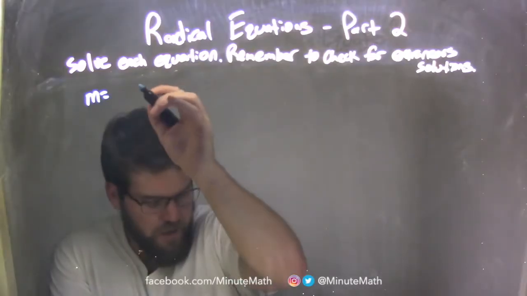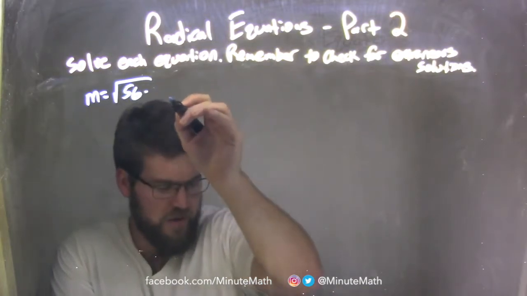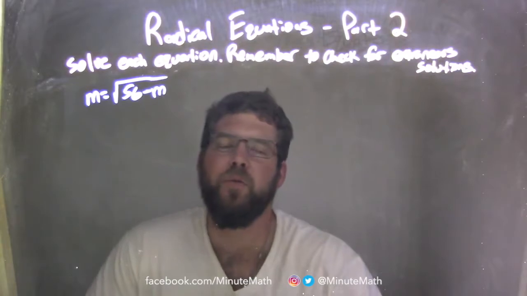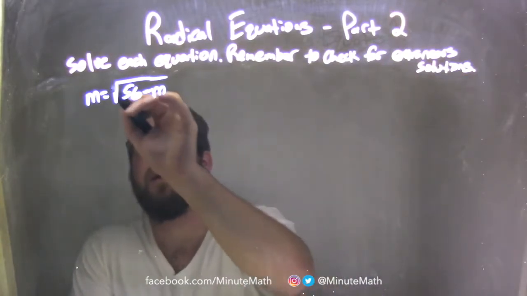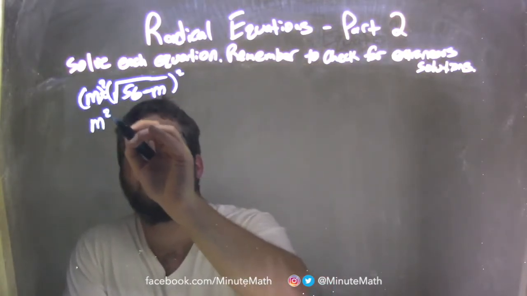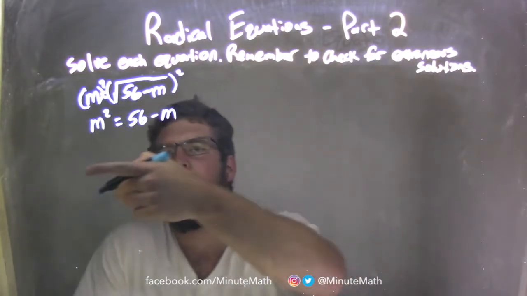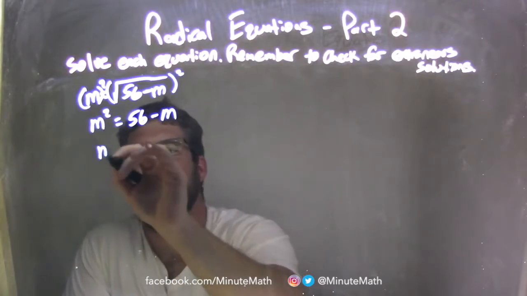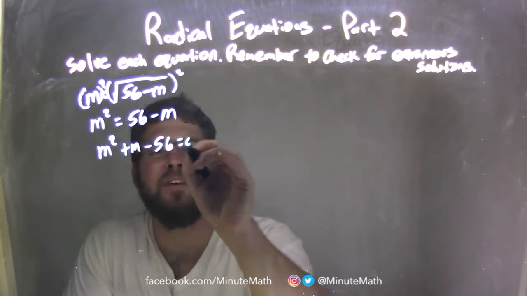Equation: M equals the square root of 56 minus M. I'm going to square both sides. Let's get rid of that radical. I don't like it. Doesn't need to be there. M squared equals 56 minus M. Now I got to bring everything over. I'm going to add the M to both sides, subtract the 56 from both sides, and I'm left with M squared plus M minus 56 equals 0.